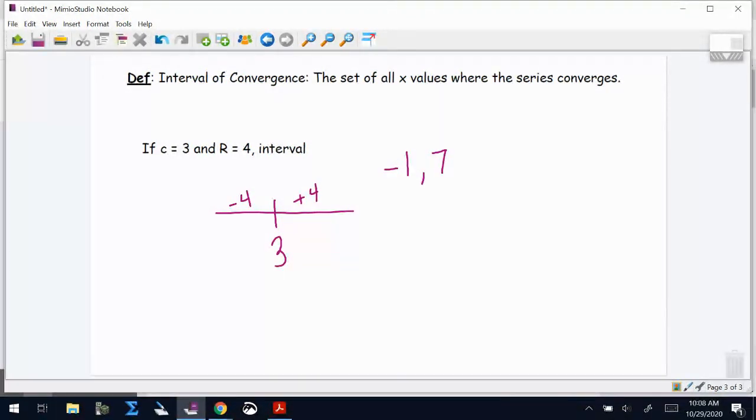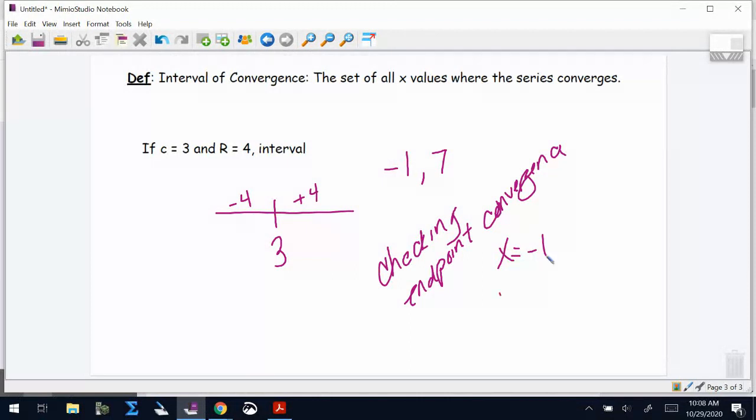Now, once we establish that, and again, all of this is going to come from doing a ratio test, we also have to do something called checking endpoint convergence. And this is what makes that second type longer. Meaning I'm going to actually have to plug in and see when x is, for example, -1, what does it do? When x is 7, what does it do? So does it converge or diverge?